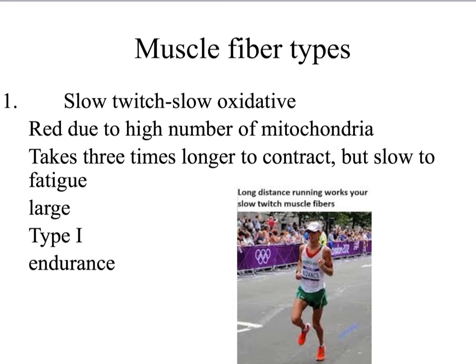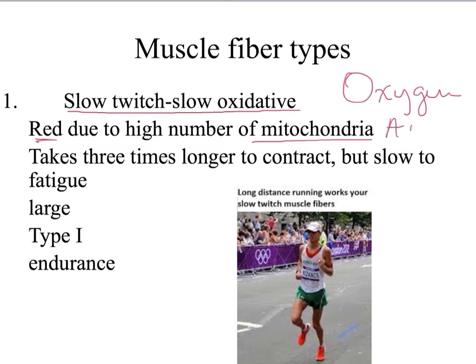What they refer to as a slow twitch fiber is a slow oxidative fiber. That means you have to have oxygen. It will not work without oxygen. These are large fibers. It looks red due to the high number of mitochondria. Remember, mitochondria, the little power factories of the cell that we were just talking about. That's where the bulk of your ATP is put together, your energy.